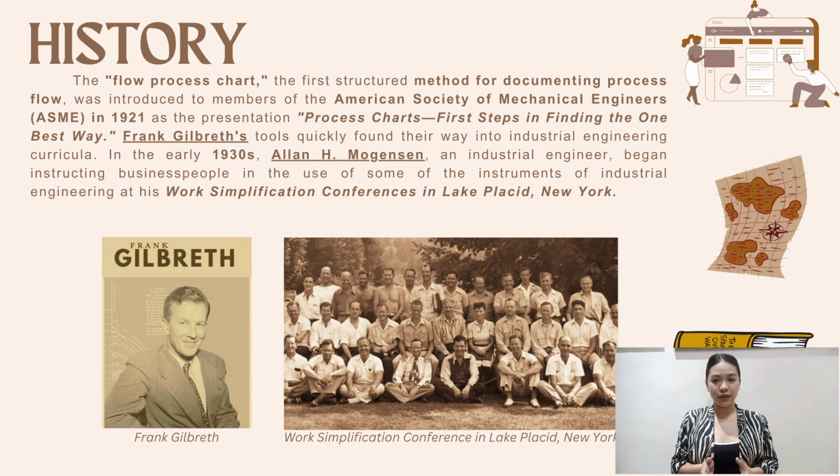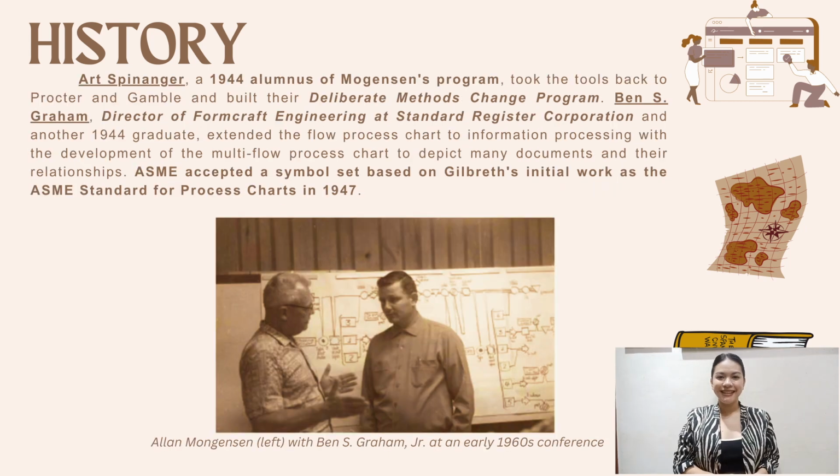Alan H. Mogensen, an industrial engineer, started teaching business people how to use some of these industrial engineering tools at his work simplification conferences in Lake Placid, New York during the early 1930s. In addition to this, in 1944, Mogensen's program had a graduate named Art Spinner who brought the techniques he learned back to Procter and Gamble and created their Deliberate Methods Change program.